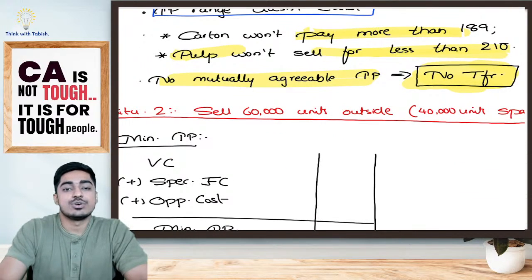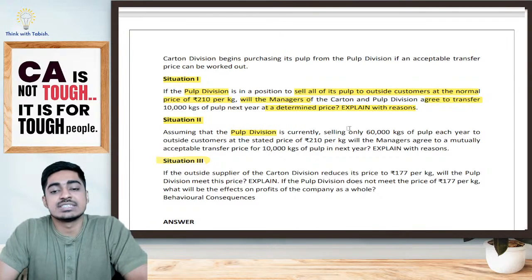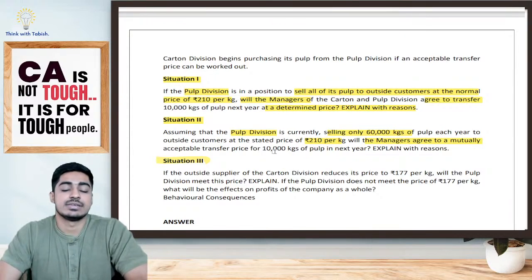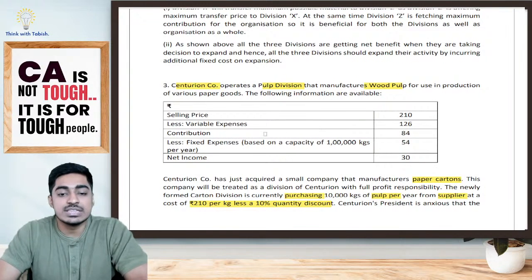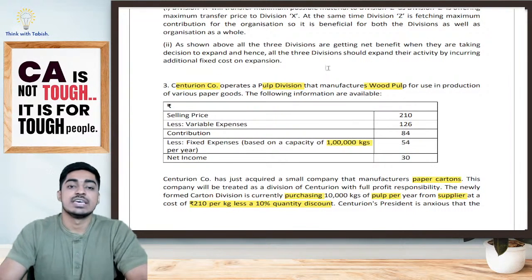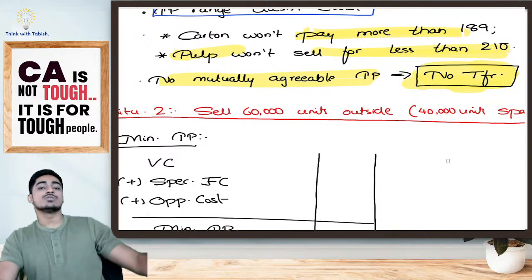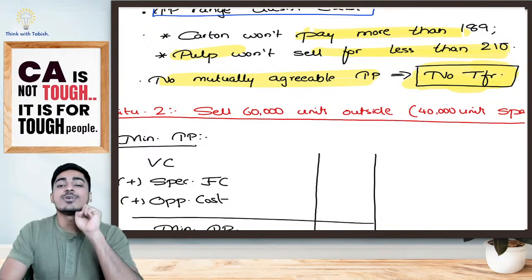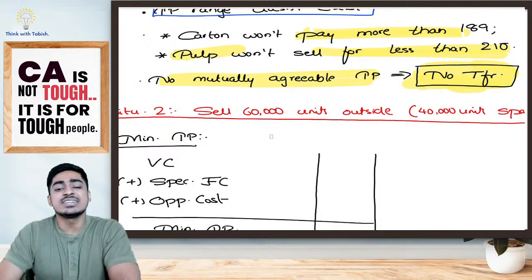Now, the second scenario. What is the question saying? Assuming that the pulp division is currently selling only 60,000 kg at 210 rupees, will the manager agree? What is our capacity? My capacity is 1 lakh kg. At present, I'm selling outside only 60,000. So I still have a spare capacity of 40,000. In this 40,000, I have to transfer just 10,000 kg, right?